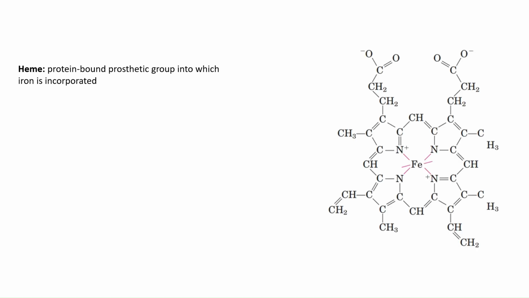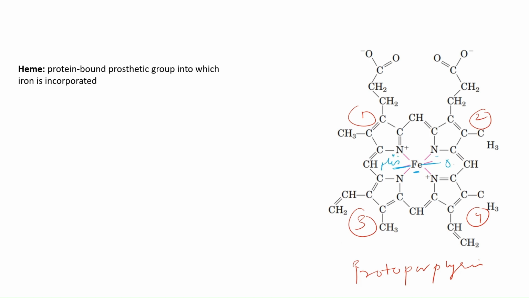Let's see its structure. This is the structure of heme. Heme is a complex organic ring which is known as protoporphyrin. This individual ring, this one, this one, this one and this one, is known as a porphyrin ring. Iron, as you can see, is present in the center and has 6 coordinates. 4 of its coordinates are bound with nitrogen of the porphyrin ring and 2 of its coordinates, this one and this one, are perpendicular to the plane. One of these coordinates is bound with the side chain of histidine and the other coordinate is bound with the oxygen molecule.